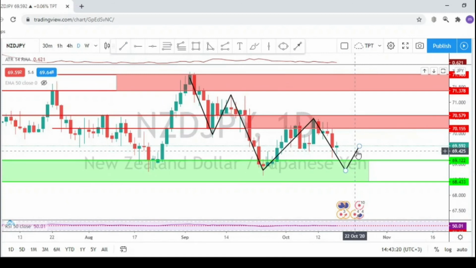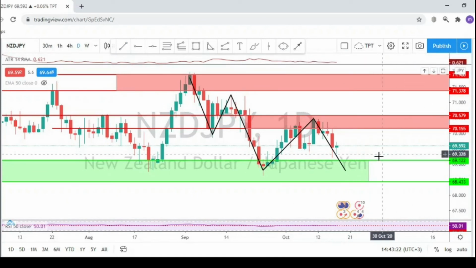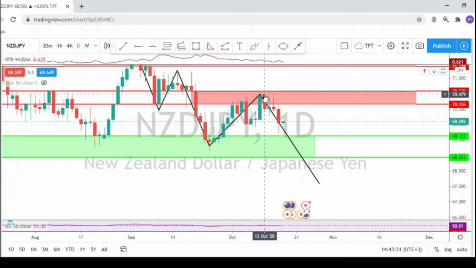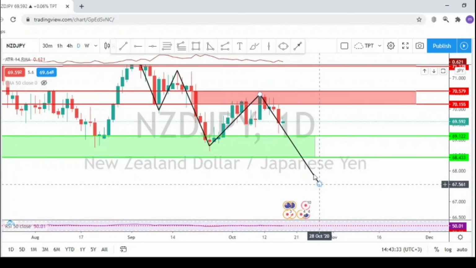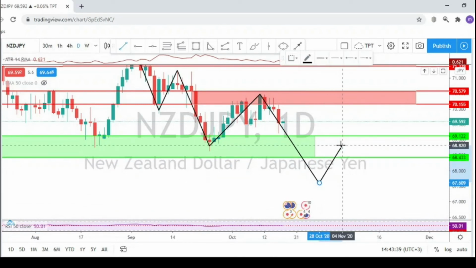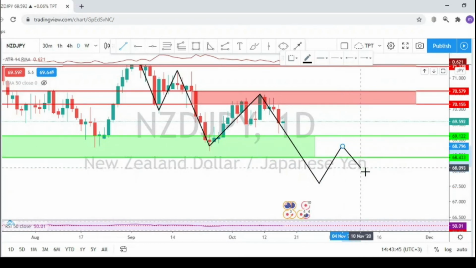And if I don't find a reason to go up here, and if this market breaks and closes below this level of support, what I will do is wait for a pullback at this level, at this green zone, then look for a reason to sell.